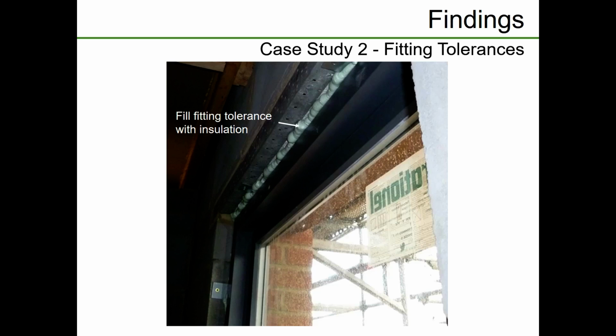Good example here of dealing with fitting tolerances around windows and doors. Fill this gap with insulation. Doesn't have to be expanding foam. Expanding foam's not very nice stuff. It does improve your air tightness, it does reduce the thermal bridging, but it also shrinks and debonds from the surface at some point. So it's not a long-term solution. Can you find another way of doing it? There are many insulants you could use, but you'd have to address the air tightness issue as well.